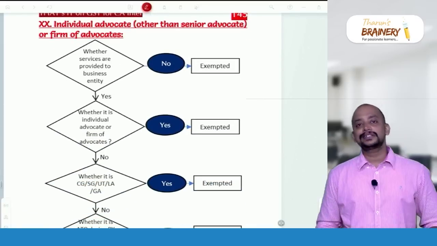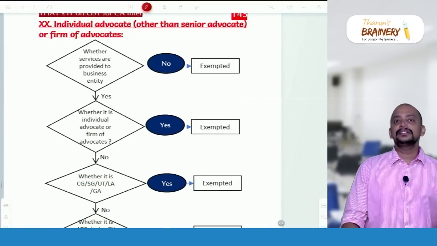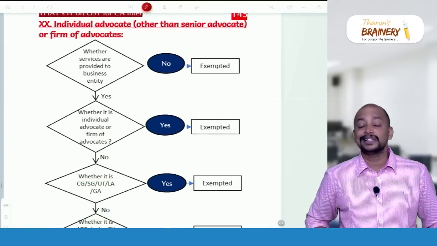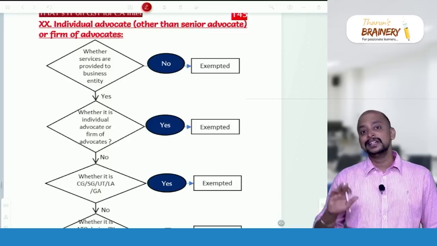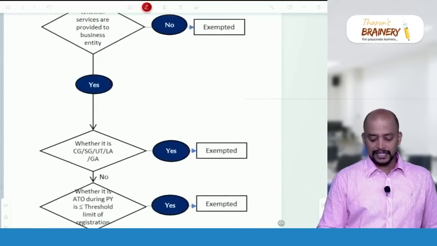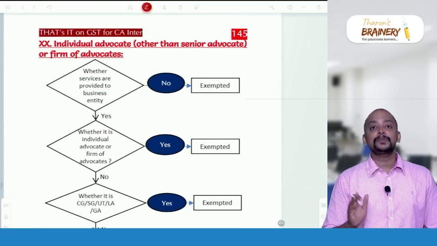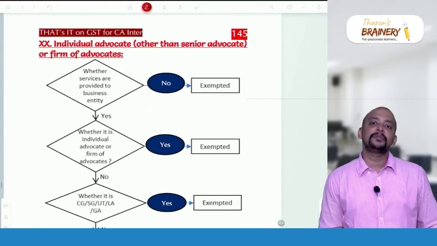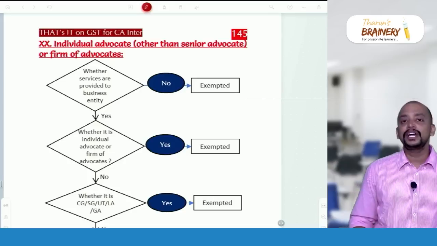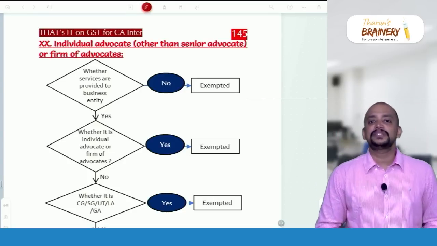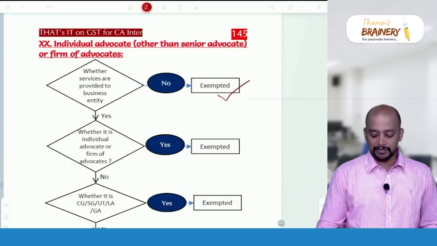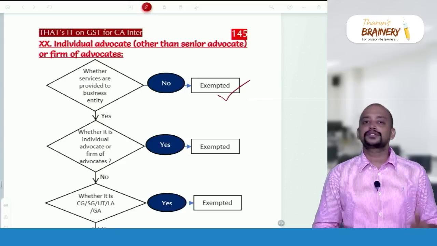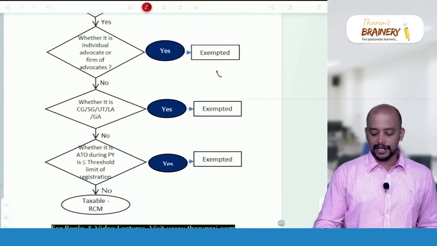Then advocate services. Advocate services are divided into two: individual advocate, other than senior advocate, and firm of advocates; and the second category is senior advocate and arbitrator. In the case of a normal advocate, that is other than a senior advocate and a firm of advocates, we have 4 exemptions. If they are providing services to a person other than a business entity, meaning an individual, that is exempted. If they are providing services to another individual advocate or firm of advocates, then also it is exempted.